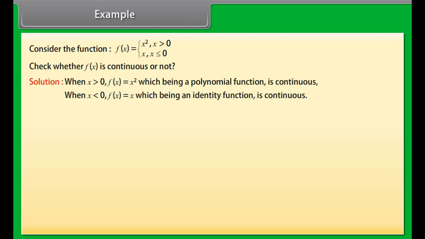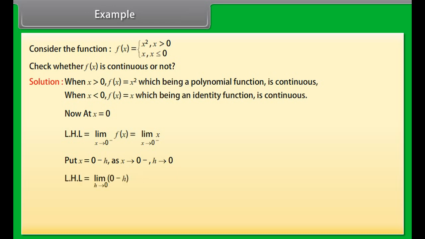When x is less than 0, f of x is equal to x, which being an identity function is continuous. Now the only doubtful point is x is equal to 0. Left-hand limit: limit x approaches 0 minus of f of x is equal to limit x approaches 0 minus of x. Put x is equal to 0 minus h; as x approaches 0 minus, h approaches 0. Left-hand limit is equal to limit h approaches 0 of 0 minus h, which is equal to 0 minus 0, which is equal to 0.